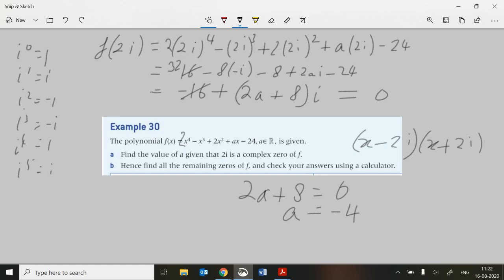Okay. So yeah, you could put in f of -2i as well, and that should also give you 0, and that will also give you the same answer, a is equal to -4, provided that you put this 2 in front. Yes, so there you go. That will also give you the answer too. But of course, it's slightly easier doing f of 2i.